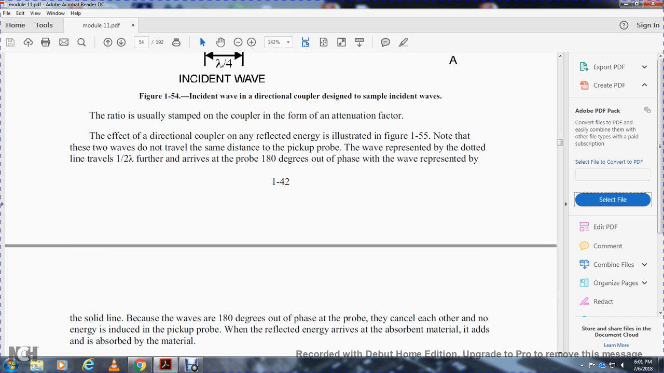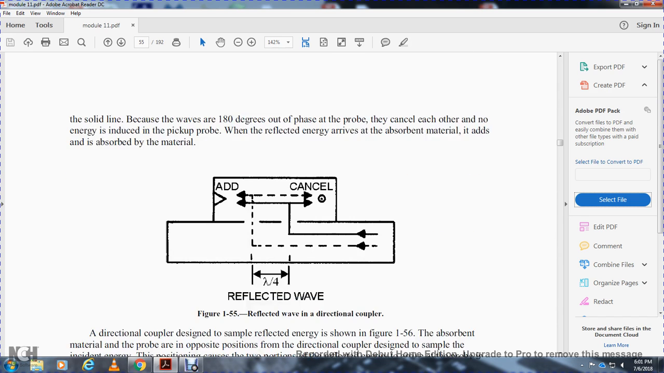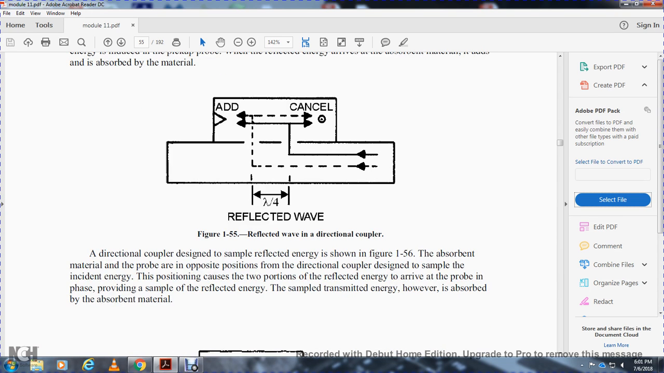No energy is induced in the pickup probe. The reflected energy arrives at the absorbent material, where it is absorbed and canceled out. The directional coupler is designed for the same quarter-wavelength frequency. The directional coupler designed to sample reflected energy is shown in Figure 156, with absorbent material at the probe.